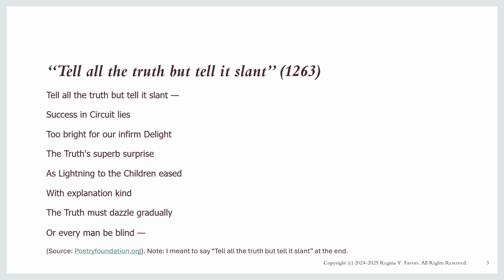There's truths, right? Tell all the truth, but tell it slant. And then there's a divine capital T truth, or a higher authority capital T truth. And so it's a surprise to them because they're not expecting that type of truth. And then, as lightning to the children, ease with explanation kind.